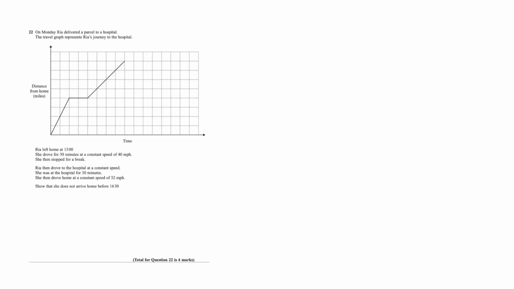Okay, let's do this quick revision question on real life graphs. Now this is worth 4 marks, so really we should be finished in about 4 minutes. Without further ado, let's go. We start by reading the question.